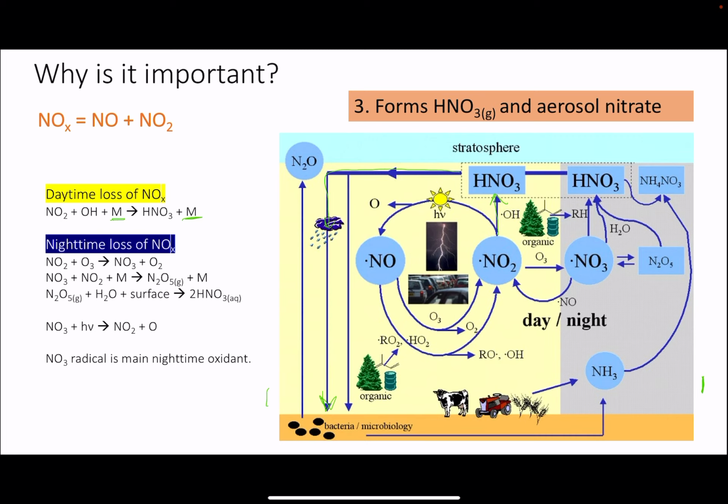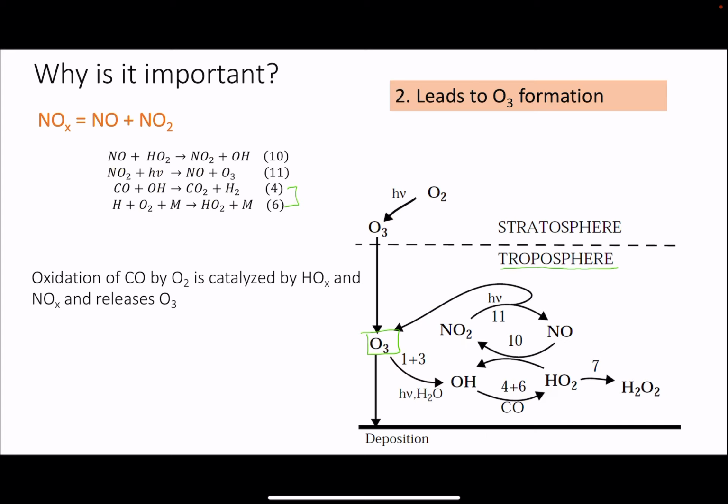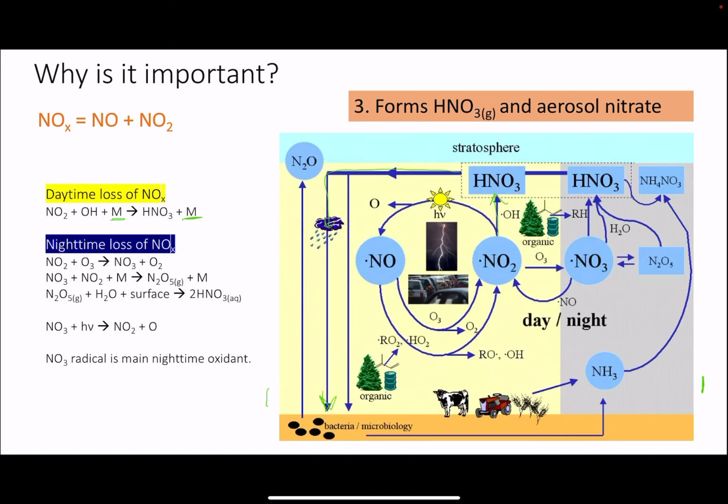At nighttime, there's very little OH at night. If we go back, oh no, I don't have it here, sorry, okay. If you look here on this reaction, the production of OH from ozone and water requires light. OH is not reformed at night because there's no light, and so this pathway of NO2 reacting with OH can't happen at night, and so something else has to happen.